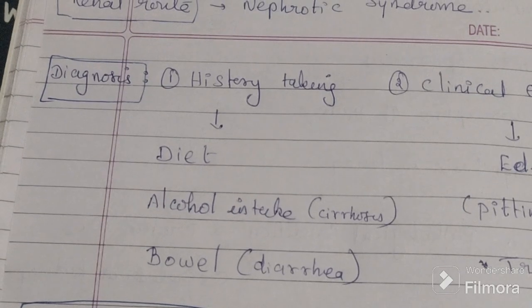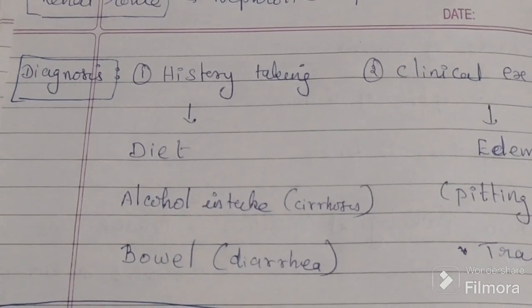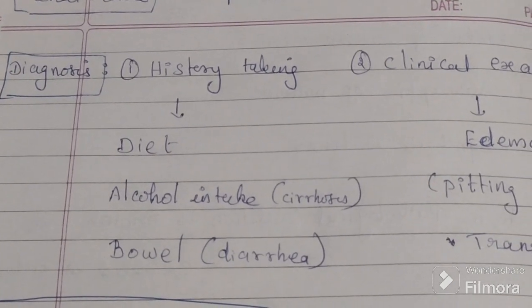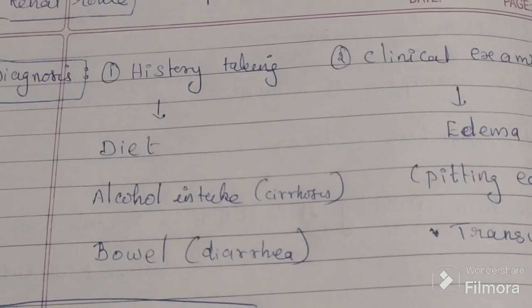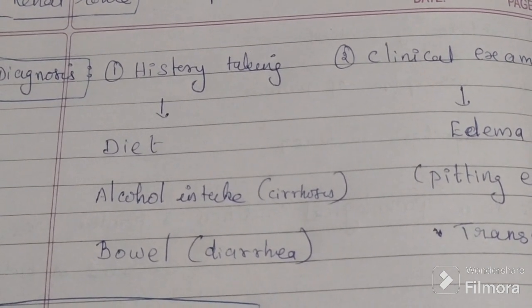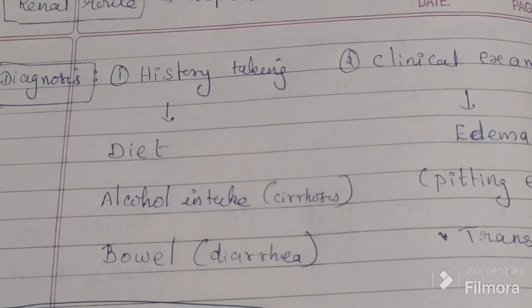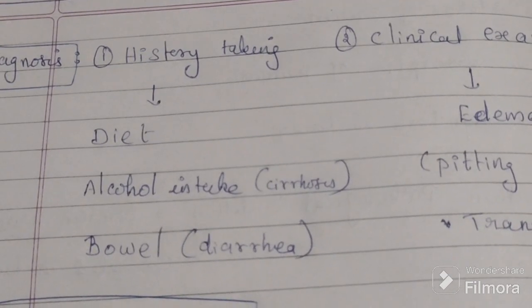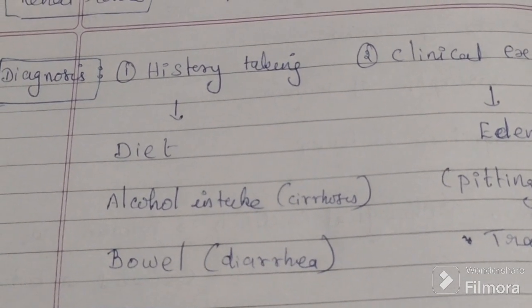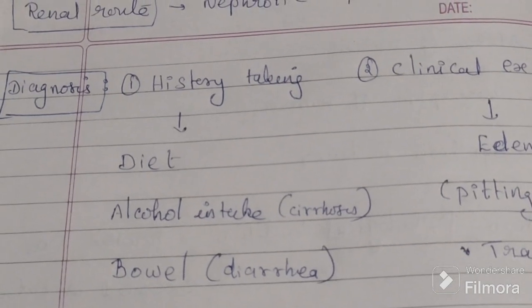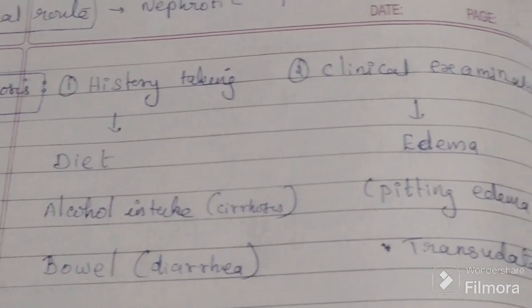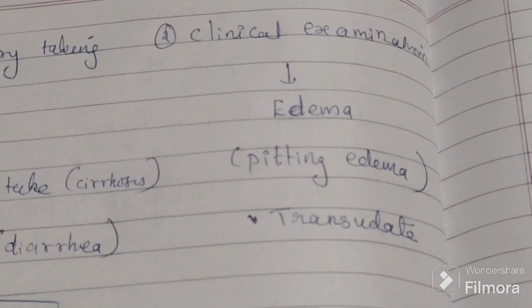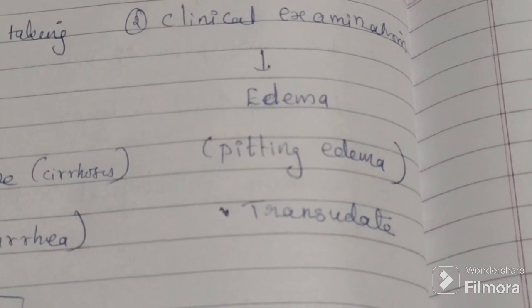How to diagnose? Any diagnosis starts with two basic steps: history taking and clinical examination. In history, we can check the diet of the patient. Alcoholic intake may cause liver cirrhosis. Then we ask about history of bowel problems, diarrhea, dysentery in that patient.